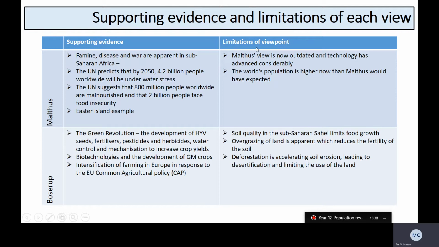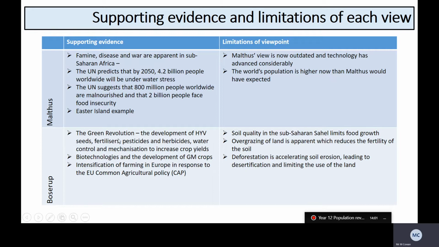Now, there are limitations to his viewpoints, of course, his views are of the time in which he wrote. We can't criticise him for not knowing that technology would exist to change things, such as the Green Revolution. But actually, technology has advanced considerably, and the world's population is far, far higher now than Malthus would ever have expected. So what about Esther Boserup?